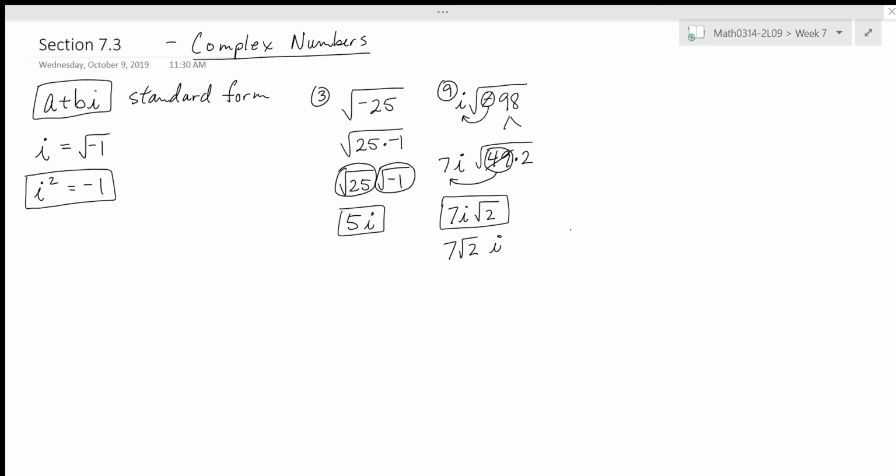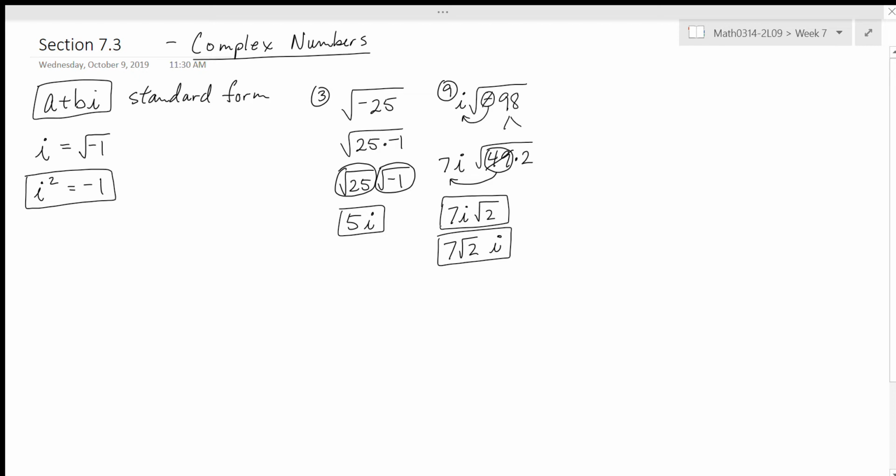Did I talk through that adequately? Do y'all understand that either one of these answers is correct? The reason that I like to put the i in front of the square root is because if it's in front, I know for sure that it's not under the square root. If you put it at the back and you get a little bit careless with your square root symbol, it might look like it goes underneath. But either one is fine.